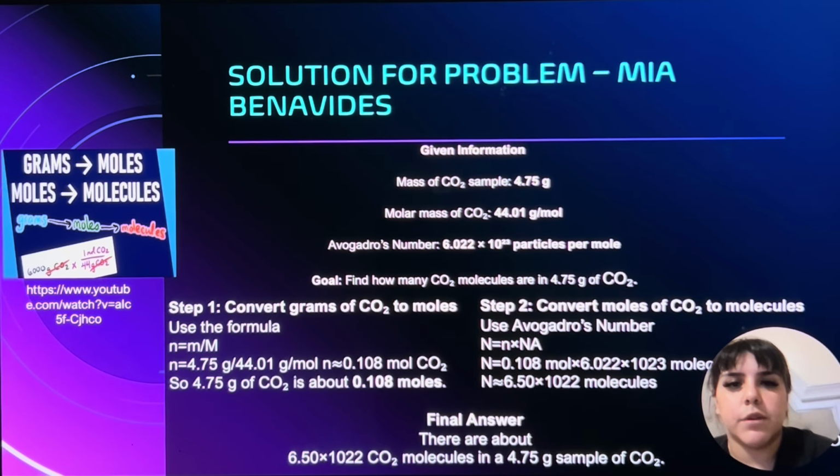Step 2 is converting moles to molecules. Using N equals n times Avogadro's number, 0.108 moles times 6.022 times 10 to the 23rd gives about 6.50 times 10 to the 22nd molecules. The final answer is that 4.75 grams of carbon dioxide contains about 6.50 times 10 to the 22nd molecules.